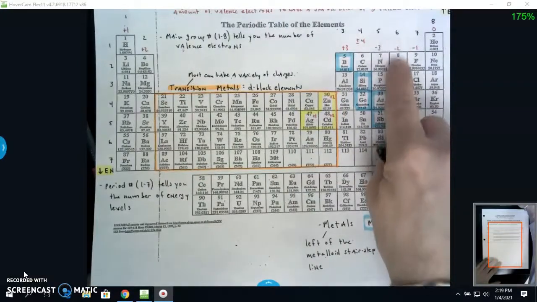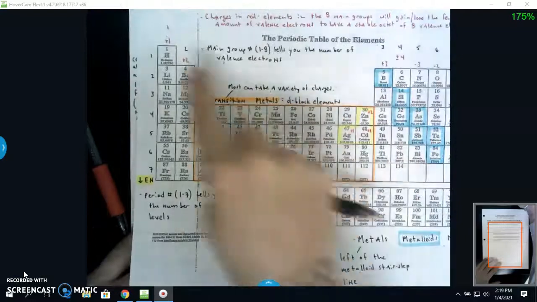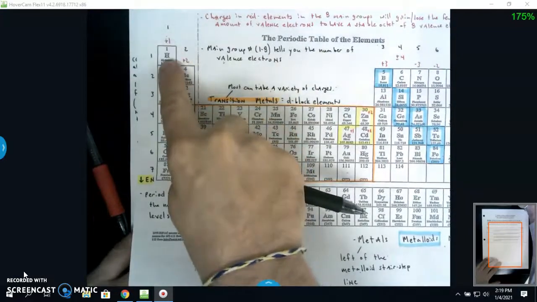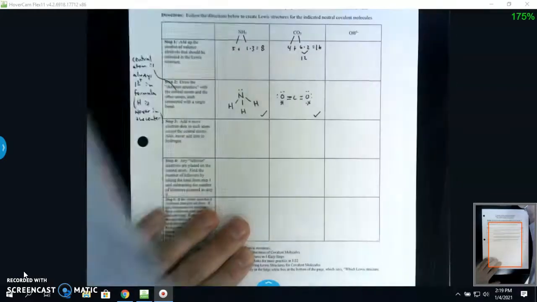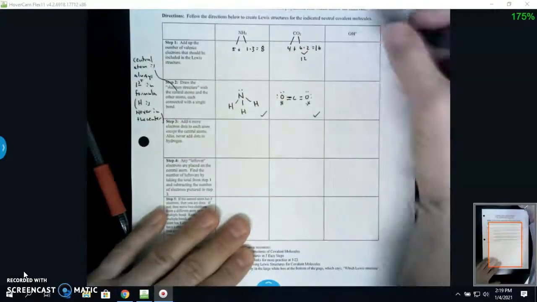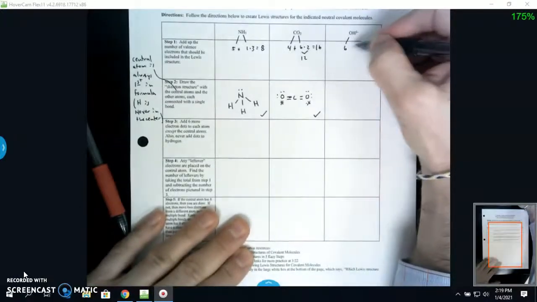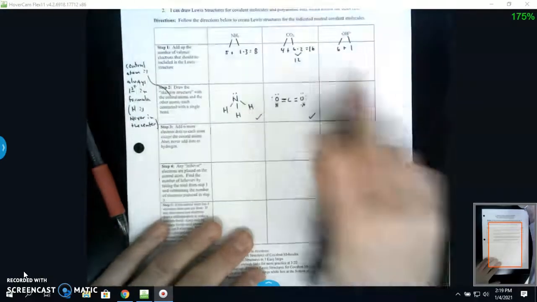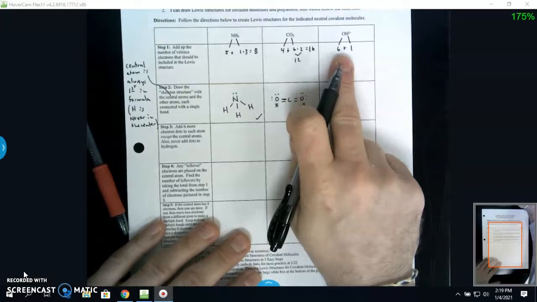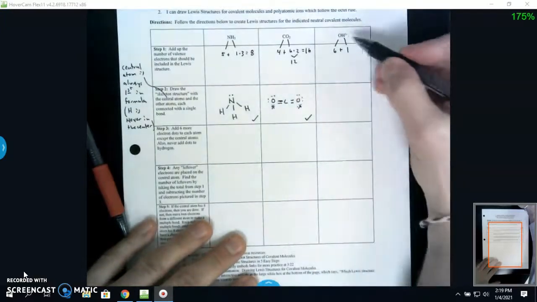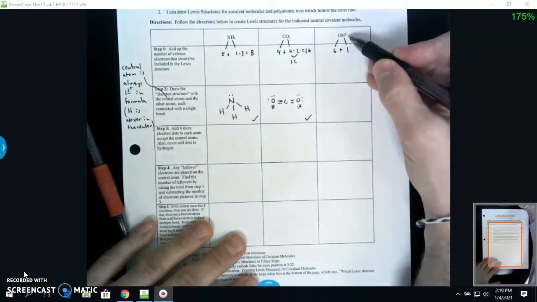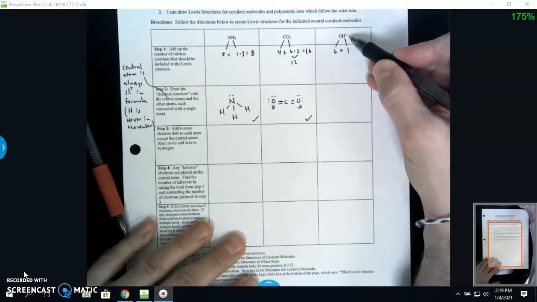Oxygen has 6 valence electrons. Hydrogen has 1 valence electron. So when I do my accounting, it's going to be 6 plus 1. And if we stop there, you would notice that we have an odd number of valence electrons. We have to think about this charge right up here, and you need to ask yourself the question, does having a negative charge mean that something has gained valence electrons or lost valence electrons?